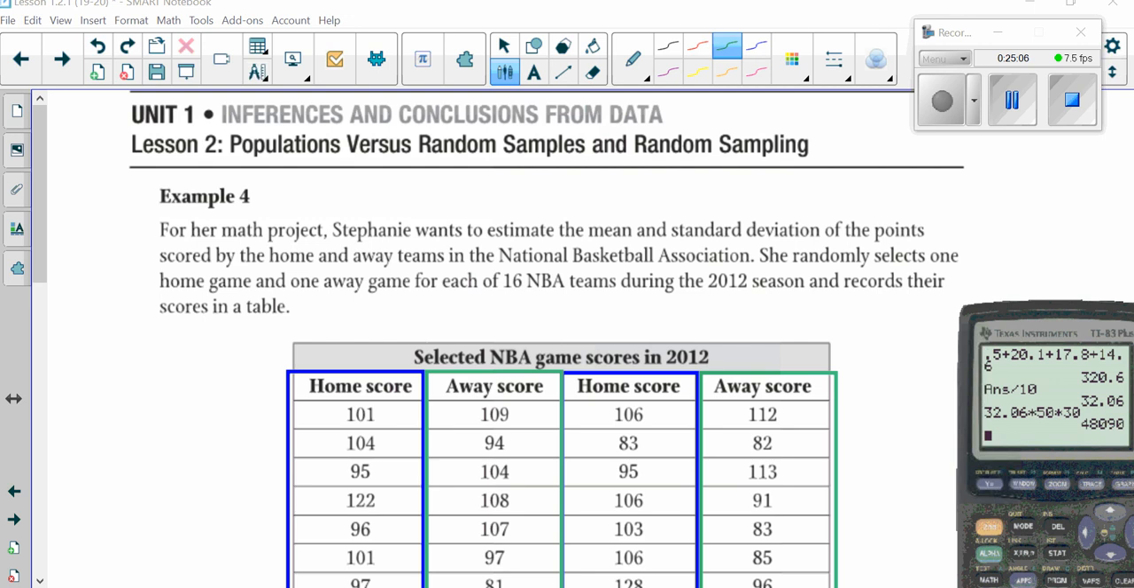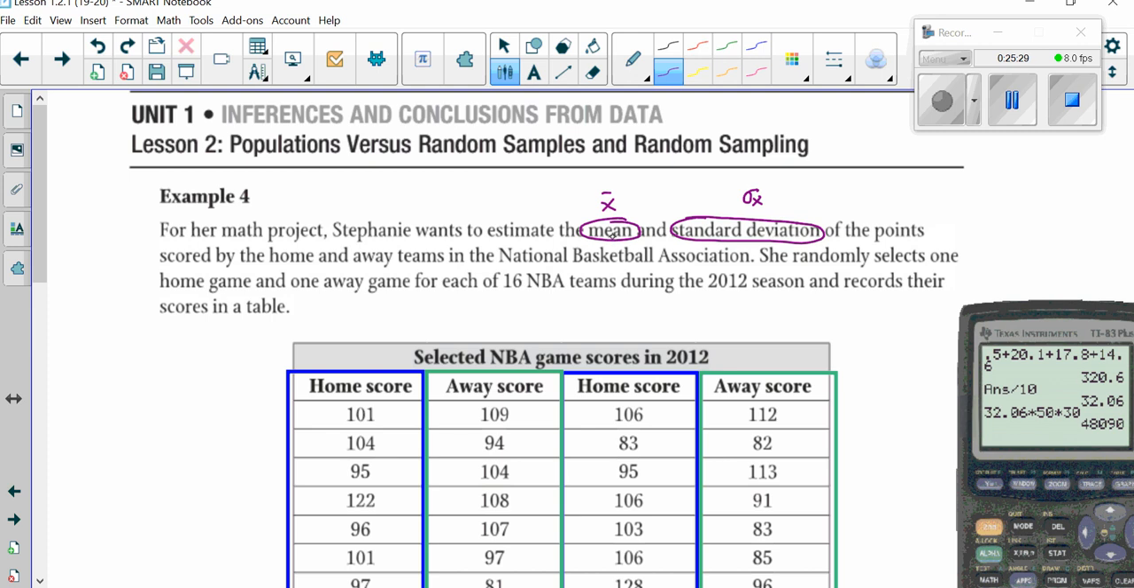This one says, for her math project, Stephanie wants to determine the mean and standard deviation. So the mean and standard deviation. Remember, mean we use with this symbol. Standard deviation, we haven't talked about it for a little bit, but you did talk about it a couple of years ago and at the beginning of this unit, that standard deviation.